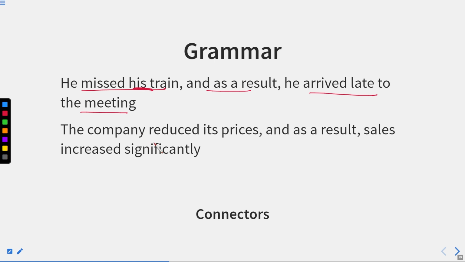The company reduced its prices. So this is something that happened, and due to this, what happened? Sales increased significantly. So this is the effect or the result of the cause. This is the reason or the cause.